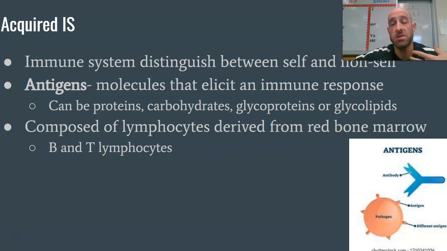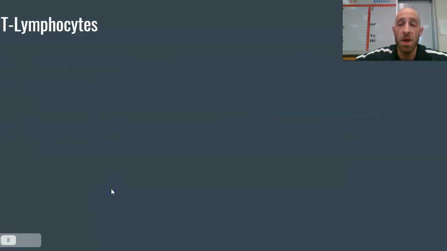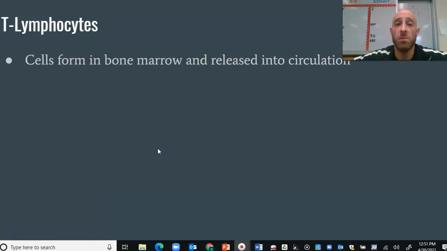The neutrophils, the basophils, the eosinophils that we talked about in the blood unit, those aren't the acquired. Those are going to be your innate immune system. This is the specific immune system. So let's go through the differences between them. I'm going to start by talking about the T lymphocytes. These are cells that get developed during prenatal development, and they form in the bone marrow, in the red marrow of the bones, and they get released into circulation.